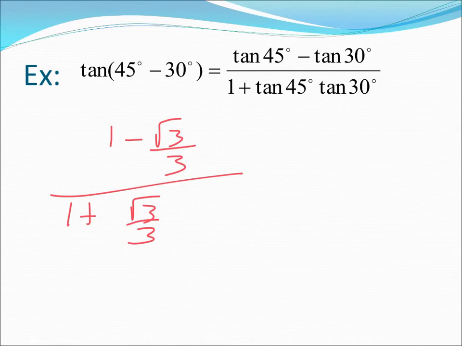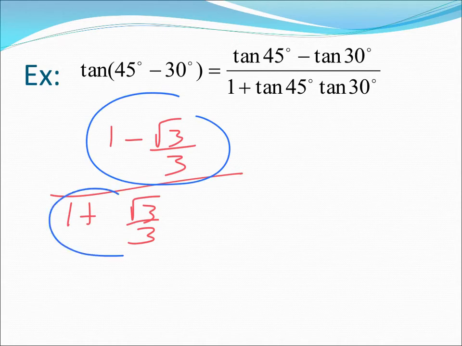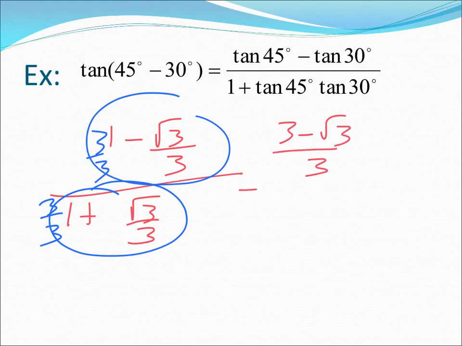And my next step is to combine both my numerator and my denominator into a single fraction instead of two different fractions. And I'm going to do that by multiplying by a common denominator to begin with. So we're going to multiply by 3 over 3 here and 3 over 3 here to get 3 minus radical 3 over 3 and 3 plus radical 3 over 3. But wait, there's still more.